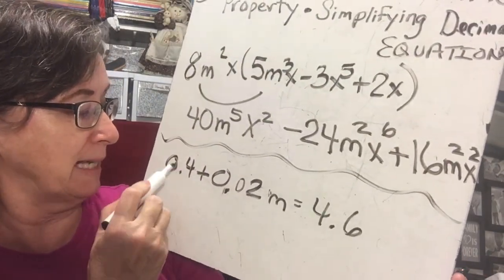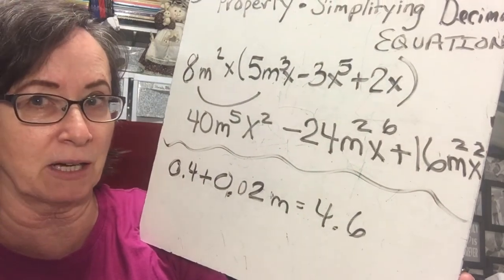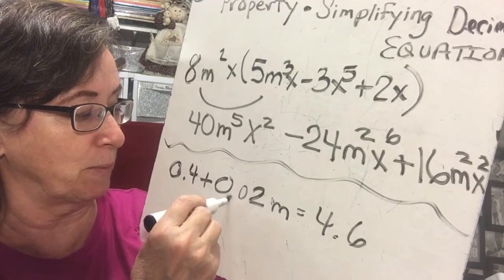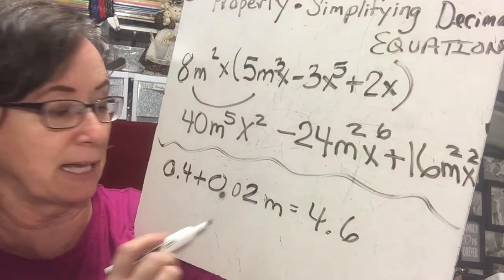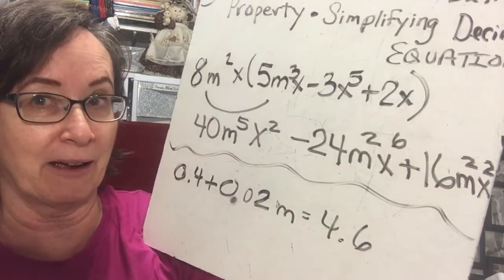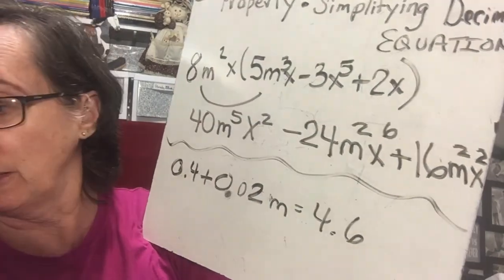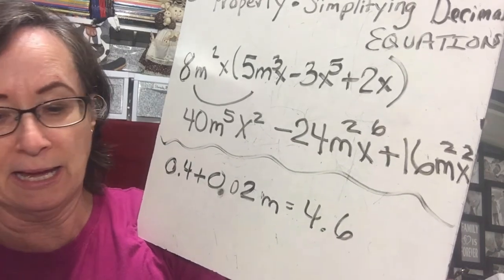So I have 1 decimal, 2 decimals, 1 decimal. I always have to go with my most number of decimals because this one needs me to multiply by 100 to clear out the decimals. And since I have to multiply that one by 100, I have to multiply every single one by 100. So I'm going to multiply each term by 100.